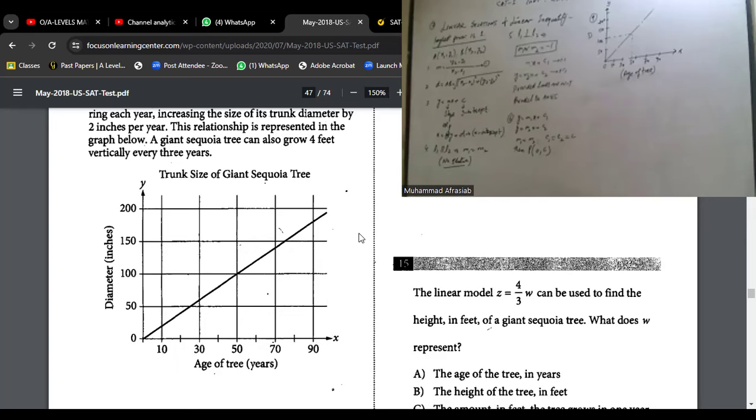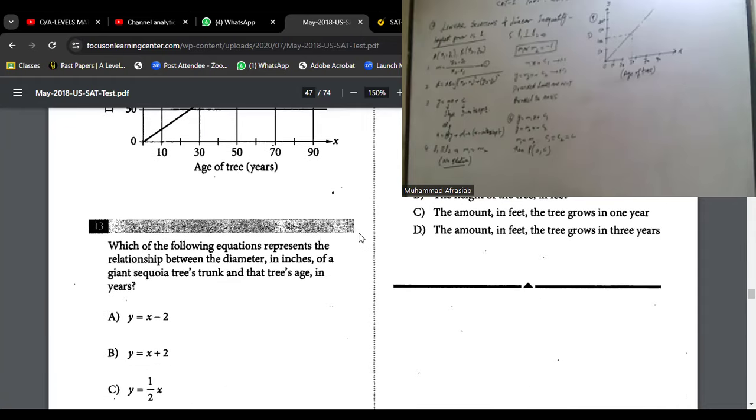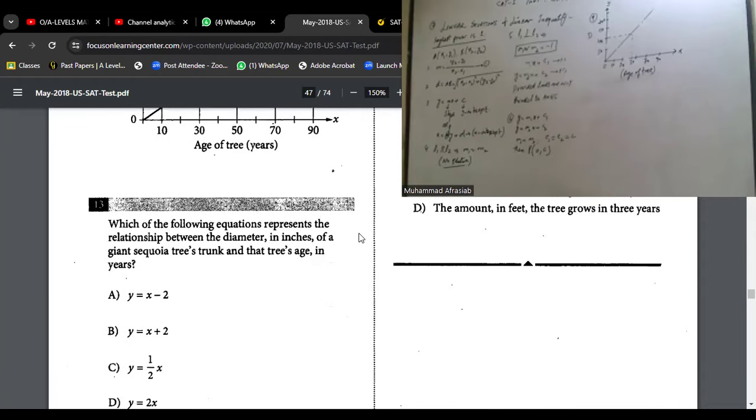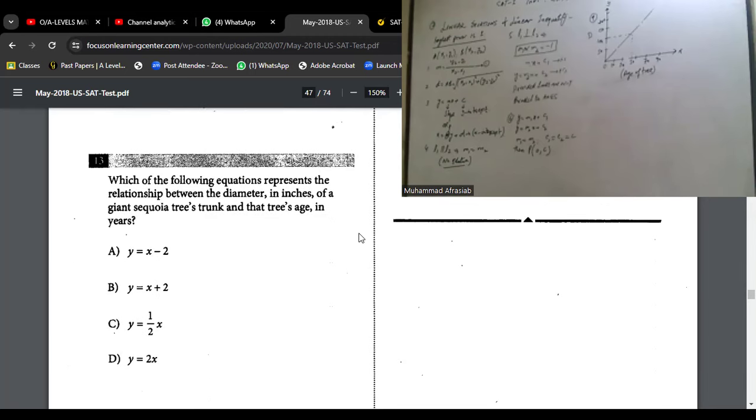The x-axis goes from 0 to 90 and shows the age in years, and the y-axis from 0 to 200 shows the diameter in inches. Now, the question is, which of the following equations represents the relationship between the diameter in inches of the giant sequoia's trunk and that tree's age in years? From this graph, we can see that it is a straight line.